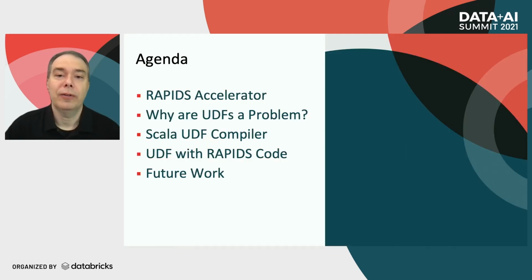Today's talk will cover the RAPIDS Accelerator for Apache Spark, what it is and how it works. We'll discuss why user-defined functions can be a problem when using the RAPIDS Accelerator from a performance standpoint. And then we'll discuss solutions to that, such as the Scala UDF Compiler plugin as part of the RAPIDS Accelerator and UDFs that provide RAPIDS code. And then we will conclude the talk with discussions of future work in this area.